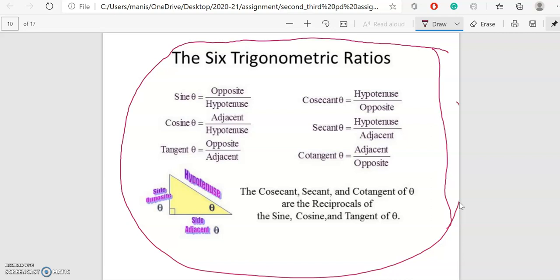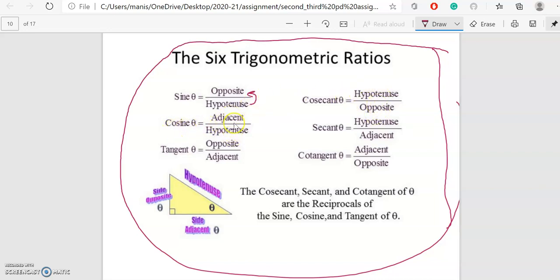Okay, so what are the three trigonometric ratios? The first three were sine, cosine, and tangent, and the remaining three are the reciprocals of these. So cosecant is the reciprocal of sine. So if this is opposite over hypotenuse, the reciprocal is what? Hypotenuse over opposite. Look over here.